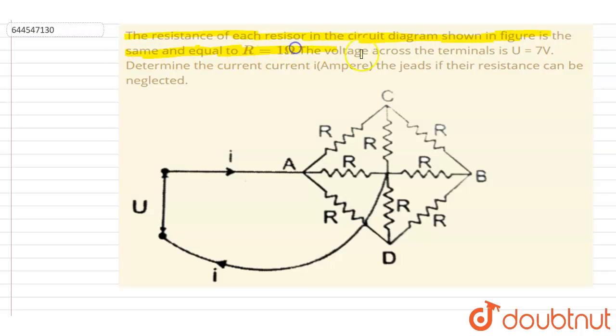Hello everyone, the resistance of each resistor in the circuit diagram shown in the figure is the same and equals 1 ohm. The potential across the terminal is 7 volt. Determine the current I that flows if the resistance can be neglected.